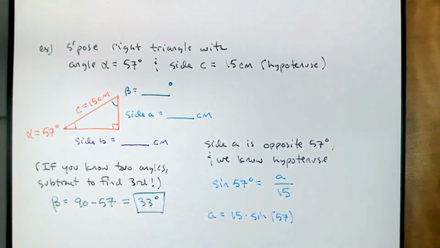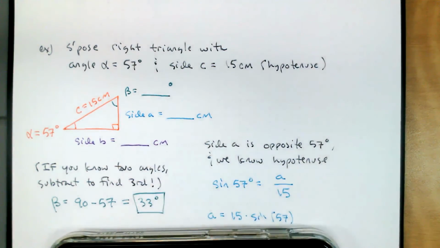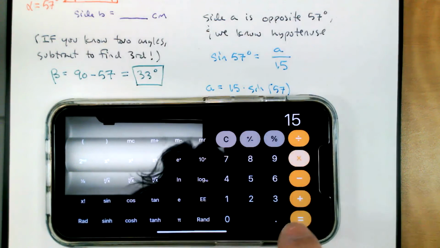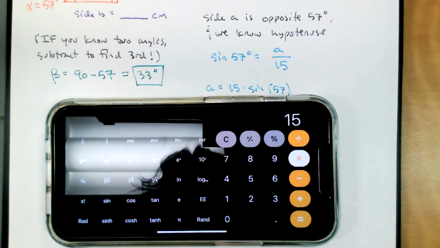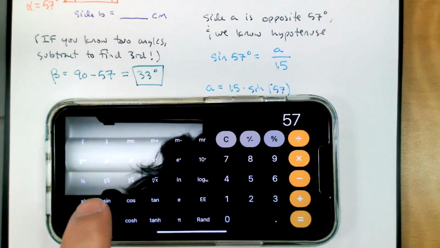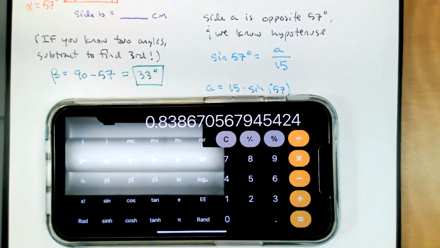So I'll just grab my calculating machine and say, hey, calculator, what is 15 times the sine of 57? To do that on this calculator, I have to go a little bit backwards. The sine button on this calculator takes the sine of whatever is on the screen. So I can't type it like I see it. And I have to say equals.